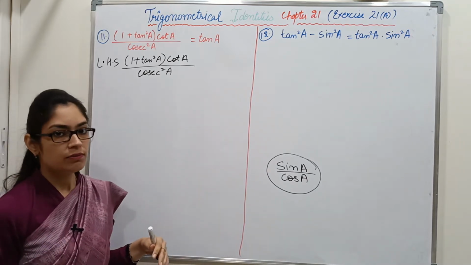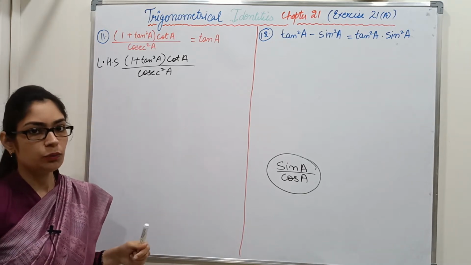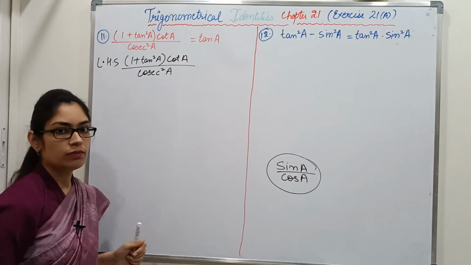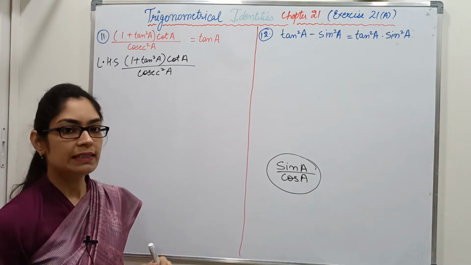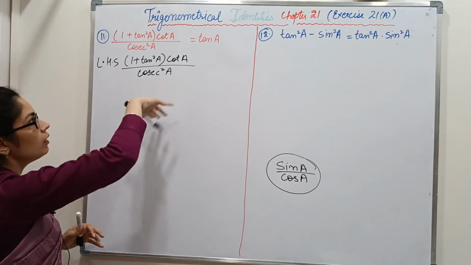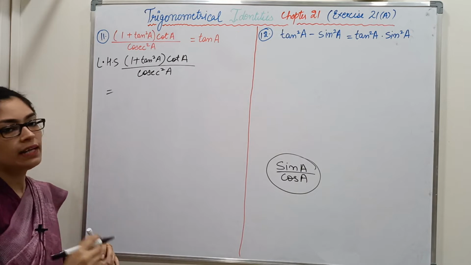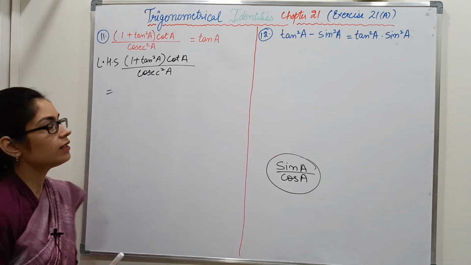So the same things we will be using. First of all, we have to see to which trigonometric ratio we have to change. Then we'll check all the relations. Then we will see if anything common we can take, and then we'll see any algebraic expression also. All those four things which we have already discussed.